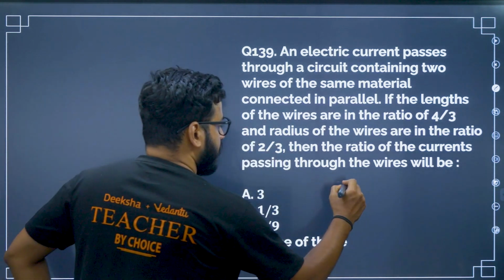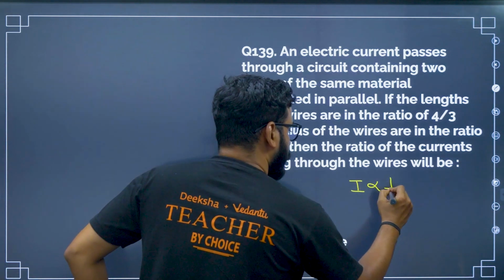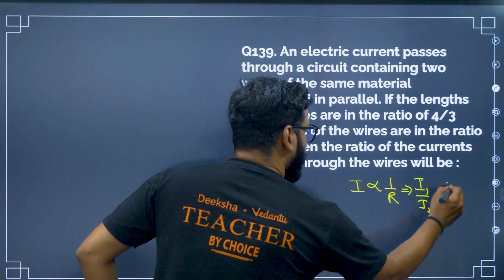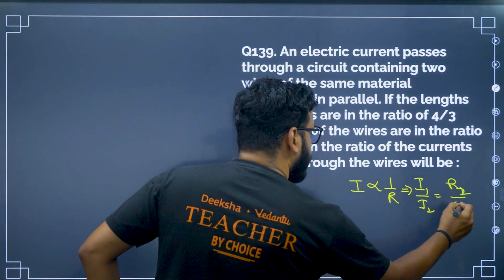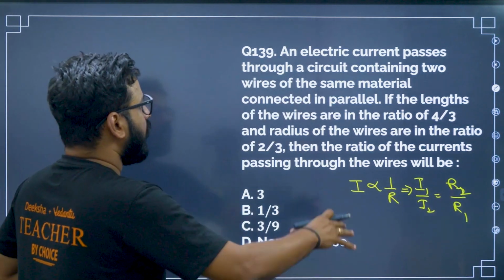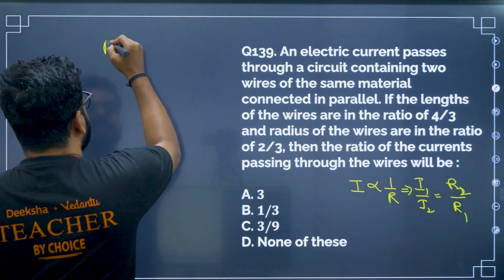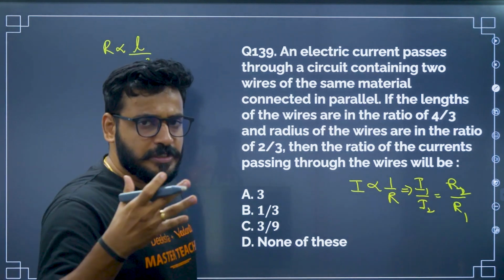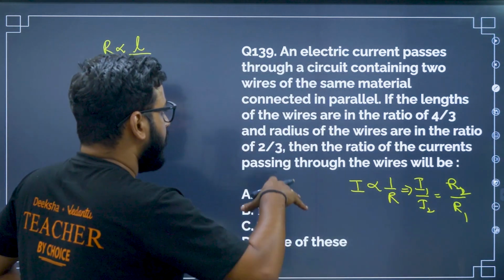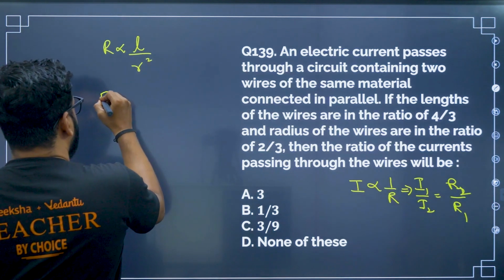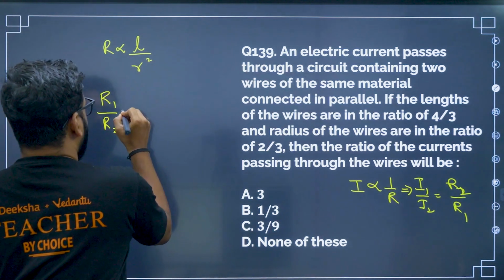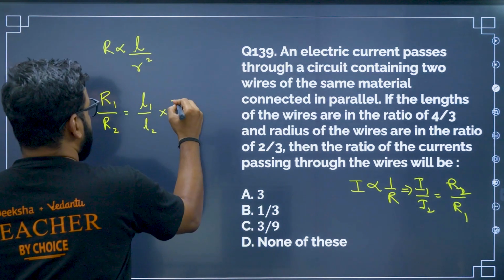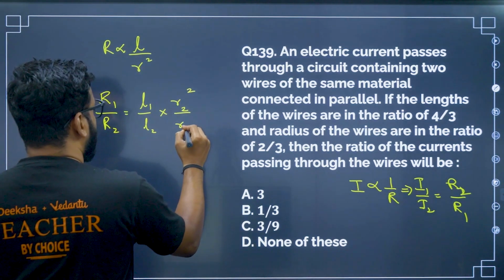Like all of you know this, right? So current is inversely proportional to resistance, which implies I1 by I2 is equal to R2 by R1. Now let us see R1 and R2. The resistance is proportional to length and inversely proportional to area, so we can take the inverse square of the radius. Now let us establish a ratio here. R1 by R2 is equal to, since length is directly proportional, L1 by L2, and since the radius square is inversely proportional, R2 square by R1 square.